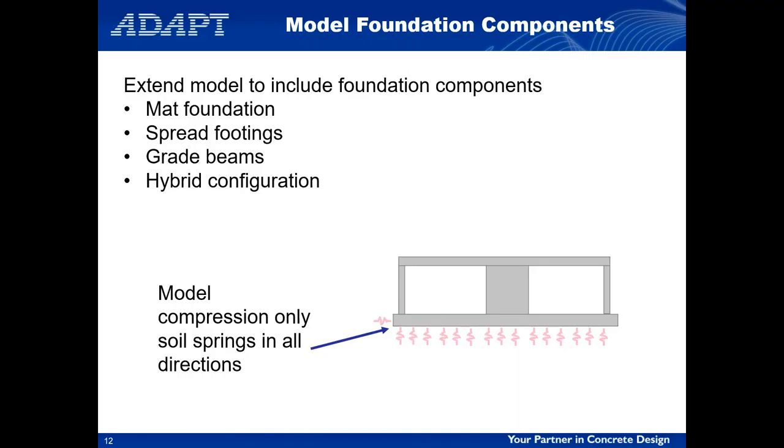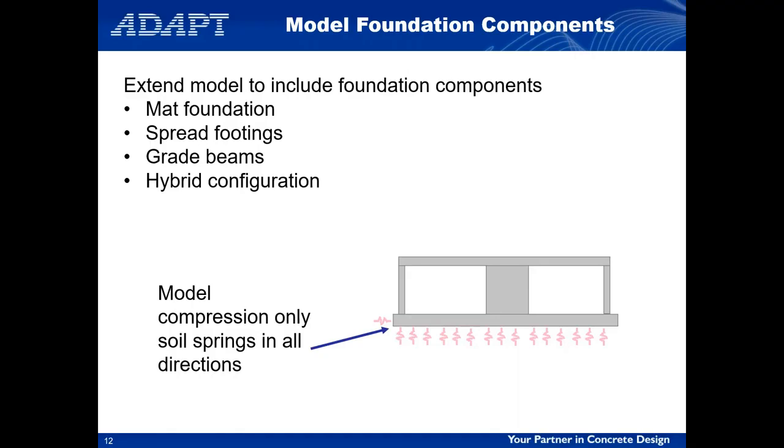This becomes even more complex when you have mezzanine levels or a double level podium, and you need to transfer those forces properly into the vertical component as well as the foundation. So what we can do with Builder is extend your model to include your foundation components. Here in that symbolic image, all we've done is gone to the base level and added our foundation components. Those can be any combination of a flat mat, individual spread footings, grade beams, or any other hybrid configuration.